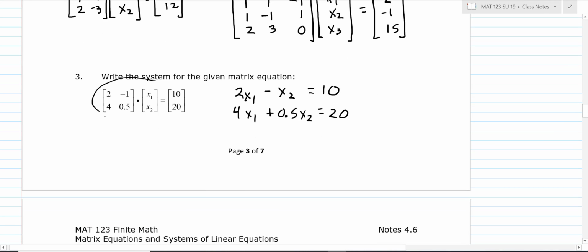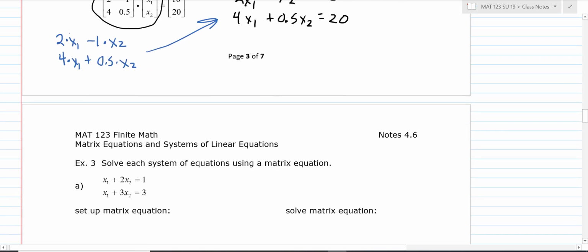When you multiply these two matrices right here, here's how this works. What you end up getting when you multiply this out is 2 times x1 minus 1 times x2. That's the result of that multiplication. Then you go 4 times x1 plus 0.5 times x2. So we learned how to multiply matrices. You're taking this row times this column, and then this row times that column, and you end up getting that. All right, so it's a valid matrix multiplication.